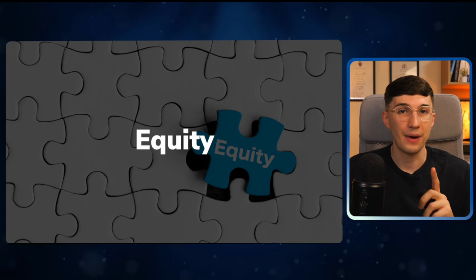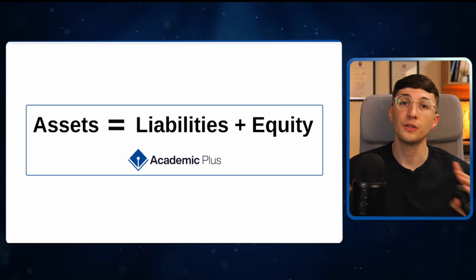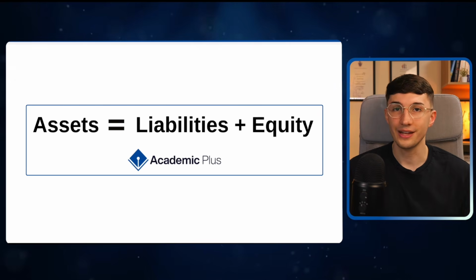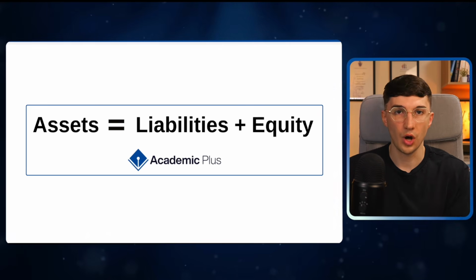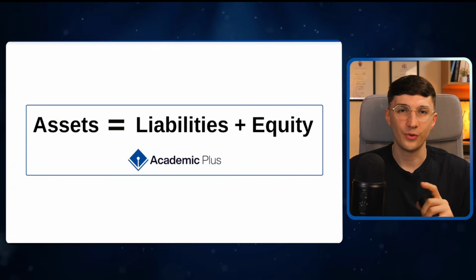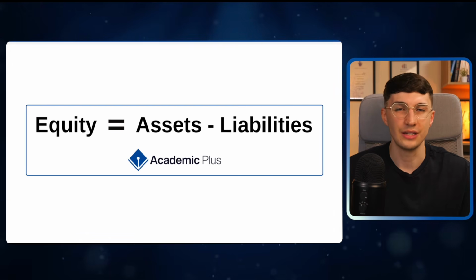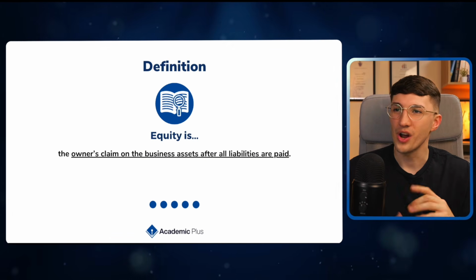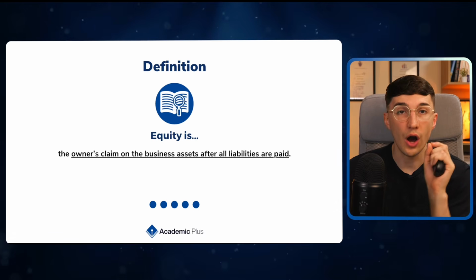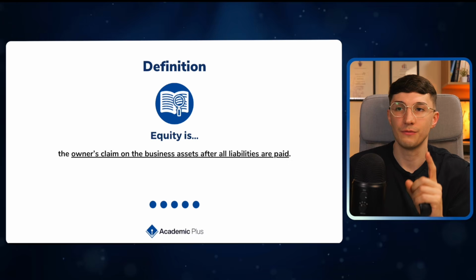Now, cast your mind back to the balance sheet equation. The reason why it's called a balance sheet is because it should balance. Your assets are equal to your liabilities plus your equity. So if I'm going to rearrange that formula around, well, equity is just your assets minus your liabilities. So one way we could look at defining this is that equity is the owner's claim on the business's assets after all liabilities have been paid.